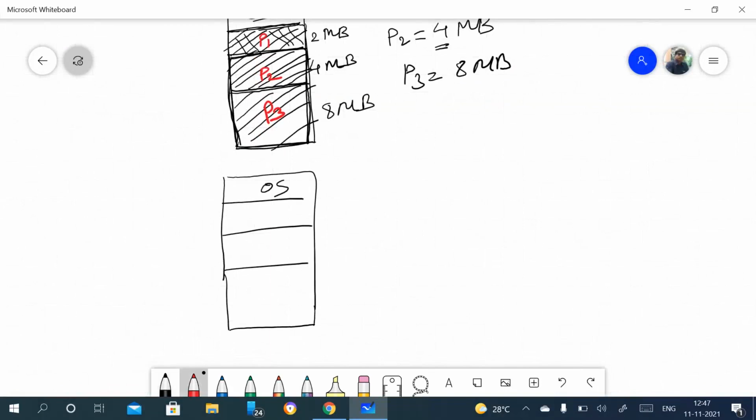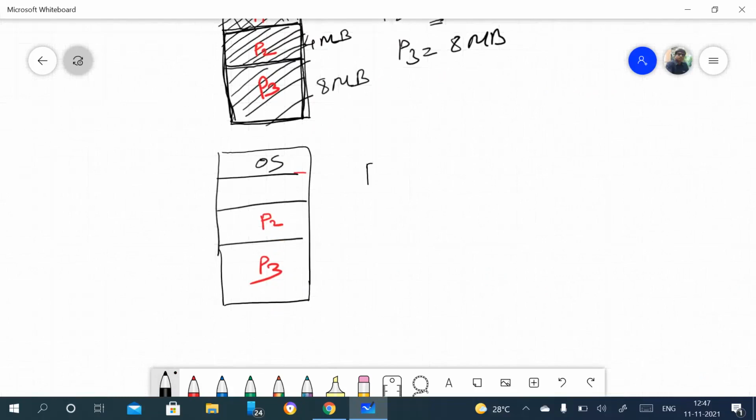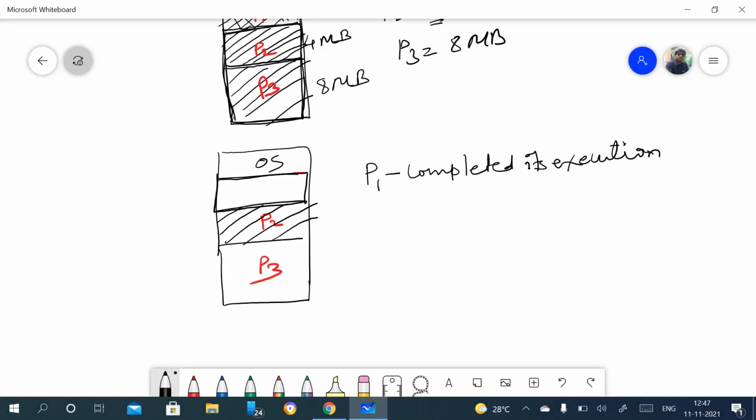So P1 completed. Now only P2 and P3, these three processes are there. Just consider P1 completed its execution. After execution, the processor will release that process, right? So this block becomes empty, and these are reserved.